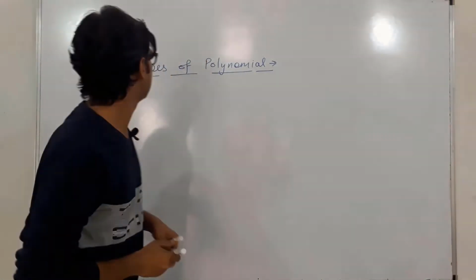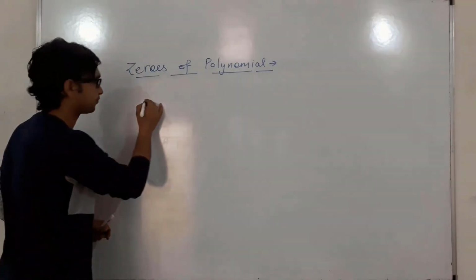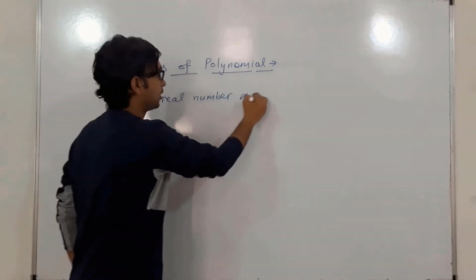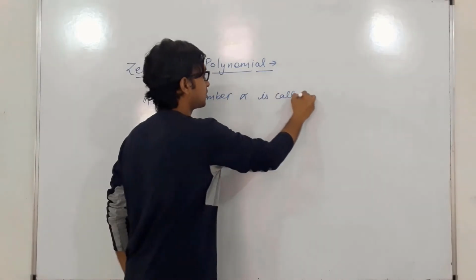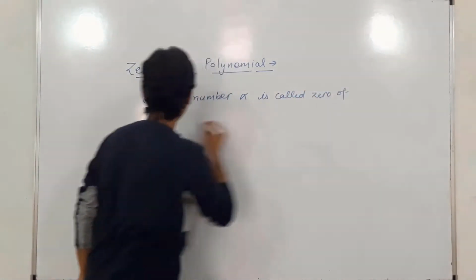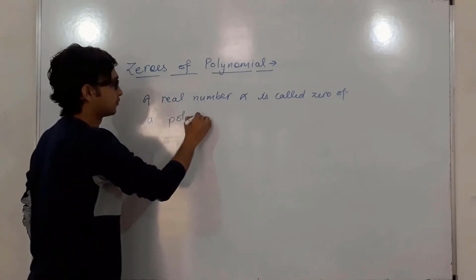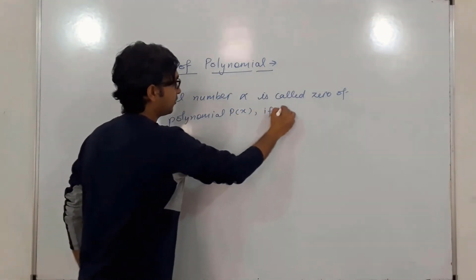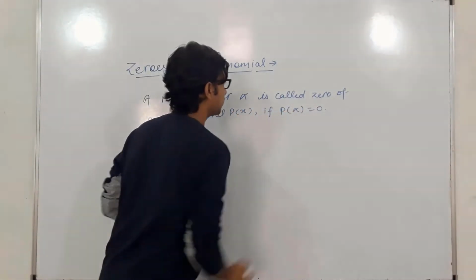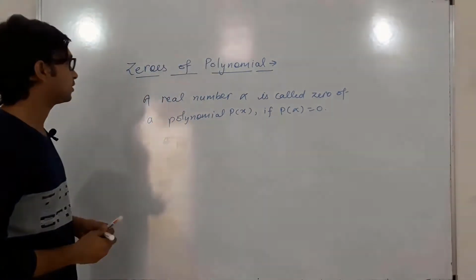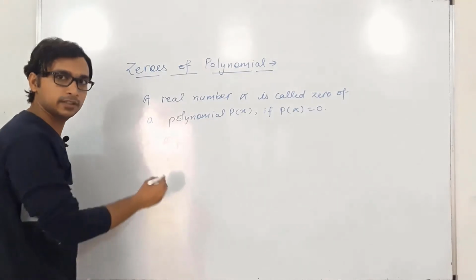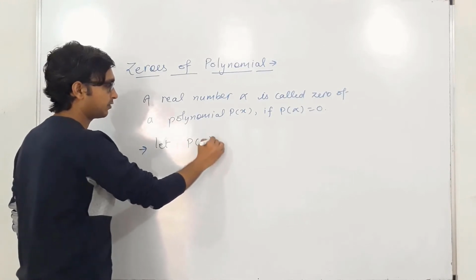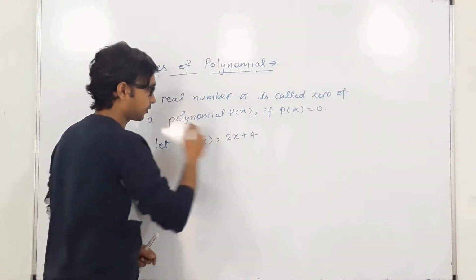So today I am going to teach you zeros of polynomial. A real number alpha is called a zero of a polynomial p of x if p of alpha is equal to 0. This is the definition of a zero of a polynomial. For example, let we have given a polynomial p of x equals to 2x plus 4.